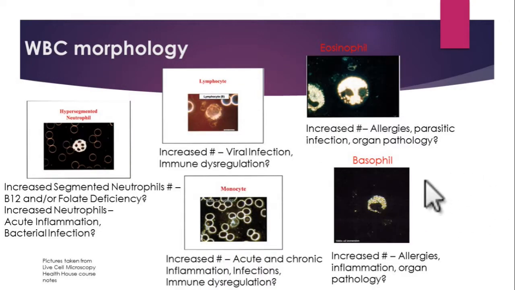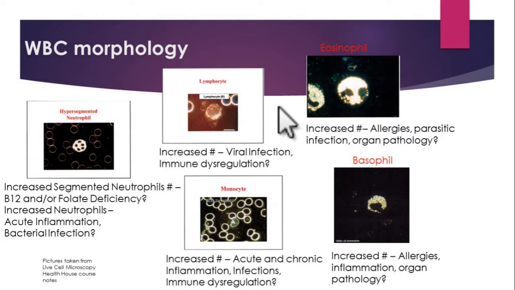We also see WBC morphology like conventional medicine, but you actually see this in the video screen, and they're moving as well. So you see neutrophils, and when they're hypersegmented, it may indicate a B12 and folate deficiency, and increased numbers means maybe acute inflammation or infection.